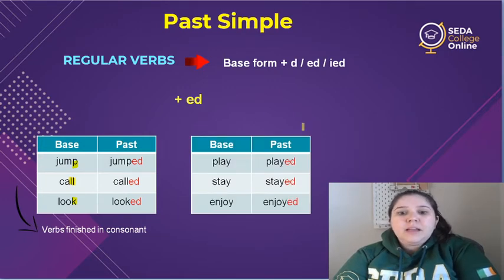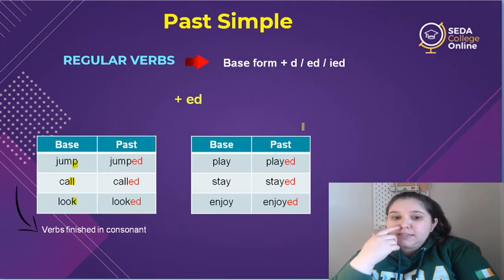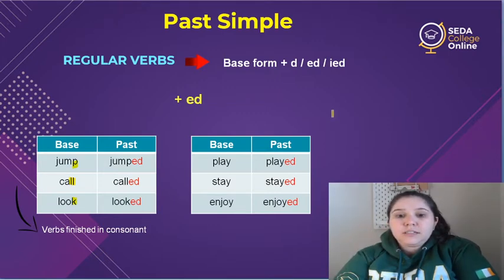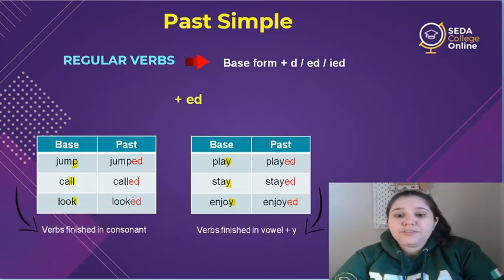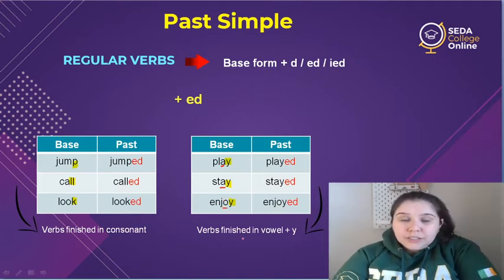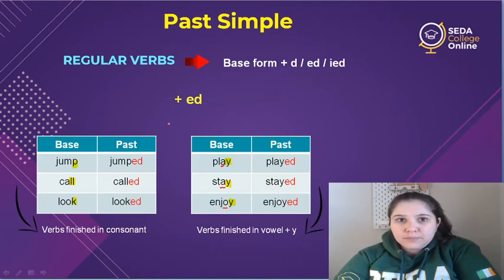Then we have another group of words. Play, played. Stay, stayed. Enjoy, enjoyed. So what do these verbs have in common? They're all finished in Y. So we add ed, but there is something more important here. These verbs are finishing vowel plus Y. So we have vowel A plus Y, vowel A plus Y, vowel O plus Y. So if the verb is finished in vowel plus Y, we add ed. Okay?